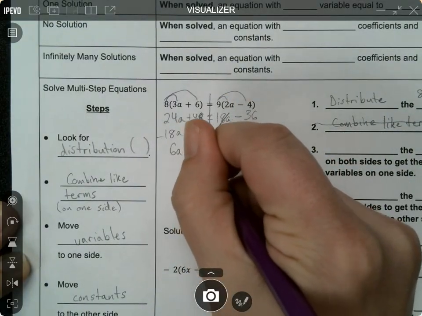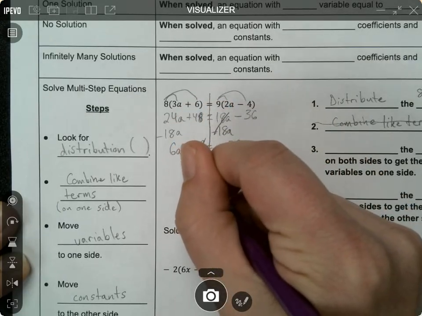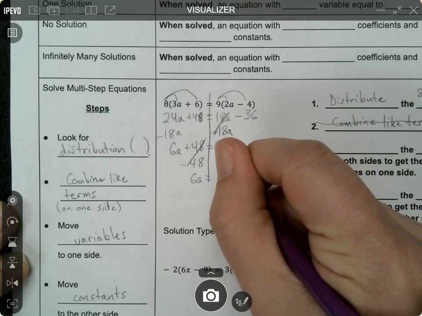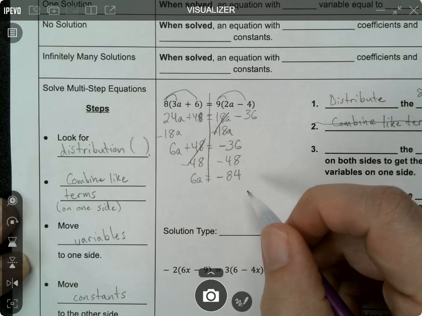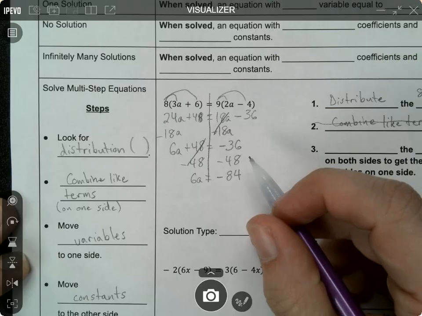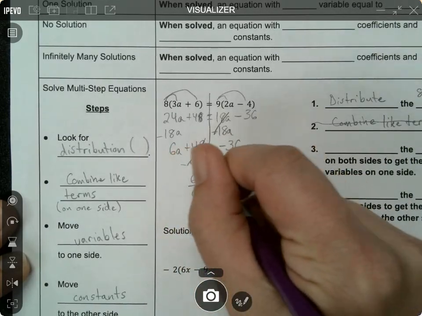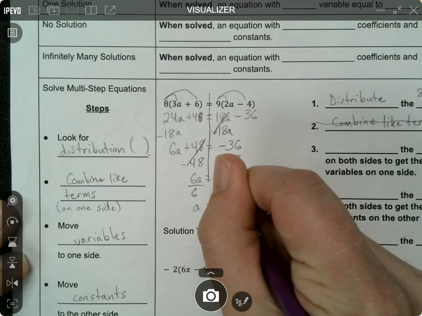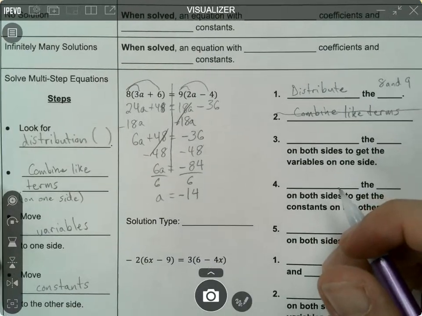Going to subtract the 48 to get my constants on the other side. 6a equals negative 70, I think it's 84. Double check that, I'm not confident. Is that right? Okay, thank you. And then divide by 6 to get a equals negative 14. Is that right? Okay. Mental math game on fire today.